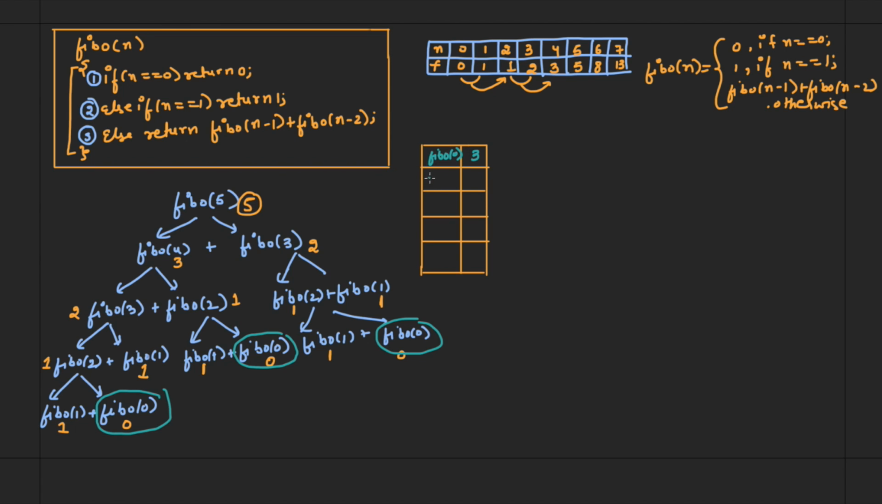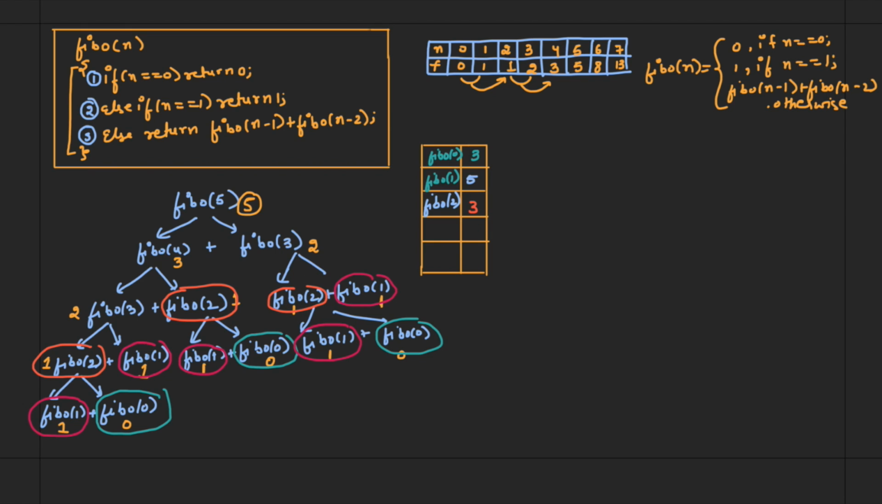How many times did we call Fibonacci of 1? If we discuss Fibonacci of 1, then it is 1, 2, 3, 4, and 5. We called Fibonacci of 1 5 times. Okay. How many times did we call Fibonacci of 2? It is 1, 2, and 3. We called Fibonacci of 2 3 times.